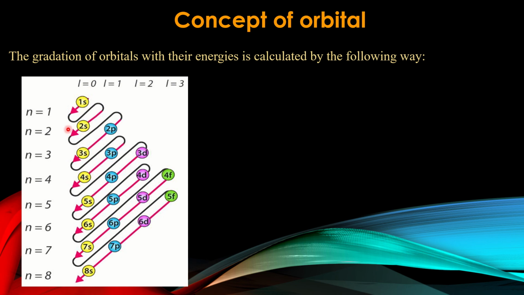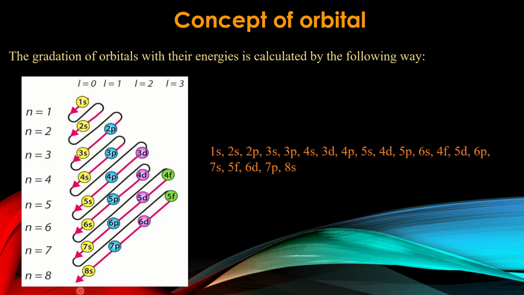At first 1s you will cut here, then 2s, then 2p, 3s, now 3p, 4s. In this way, by using a scale, you will cut the orbitals. And now look, what is this? At first it comes 1s, now 2s, now 2p, 3s, now 3p, 4s, now 3d, 4p, 5s, 4d, 5p, 6s, 4f, 5d, 6p, 7s, 5f, 6d, 7p, 8s. This is the gradation of energy of different orbitals.